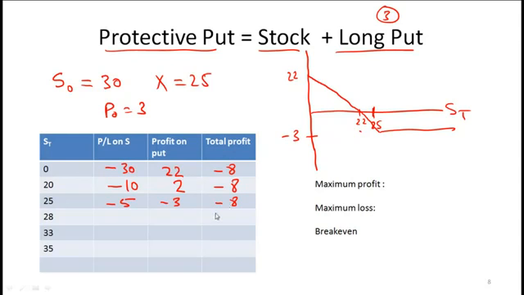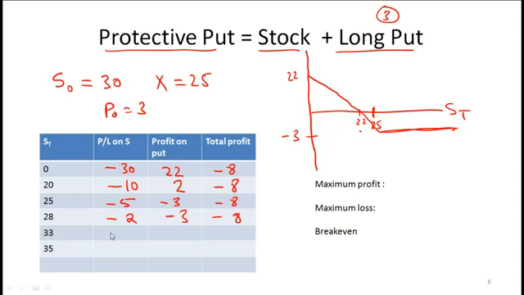What if the stock price now goes up to 28? Then the loss on the stock is 2. What about the profit on the put? So if the stock price now is at 28, we are in this region where the put is out of the money, so we are simply making a loss of 3, and the total loss again is 8. When the stock goes up to 33, so now we are in this region.